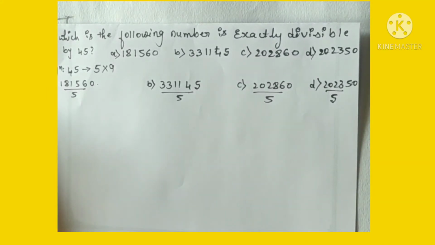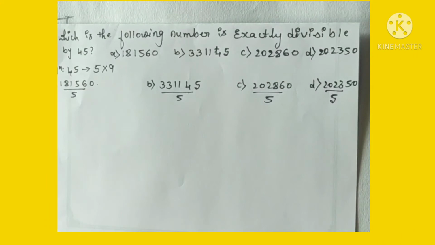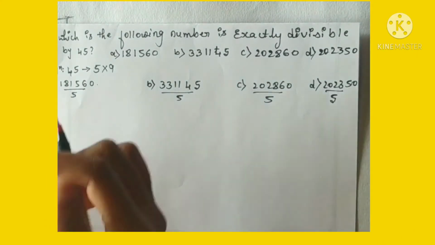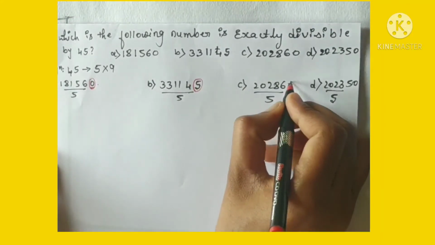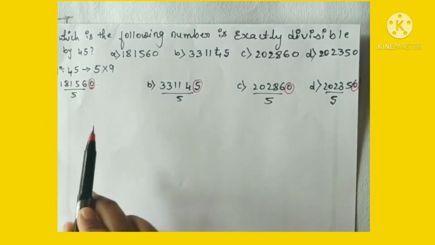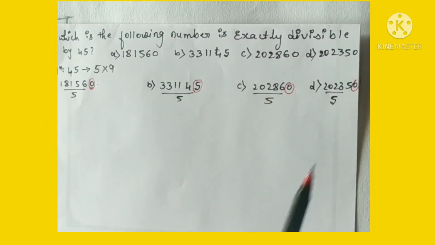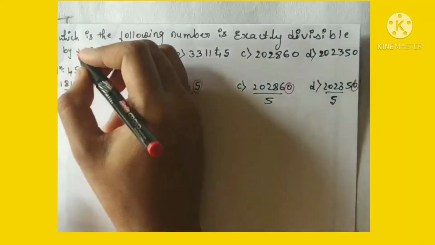Because the divisibility rule of 5 says that we have to consider the last digit. Here the last digits are 0, 5, 0 and 0. If you consider the last digit of the given numbers, that is 0 and 5, this 0 and 5 is completely divisible by 5. So all the options satisfy the divisibility rule of 5.